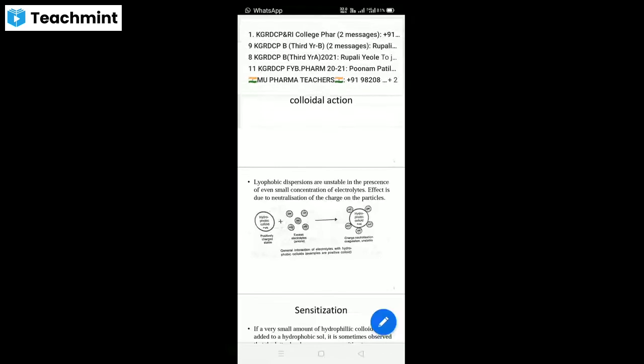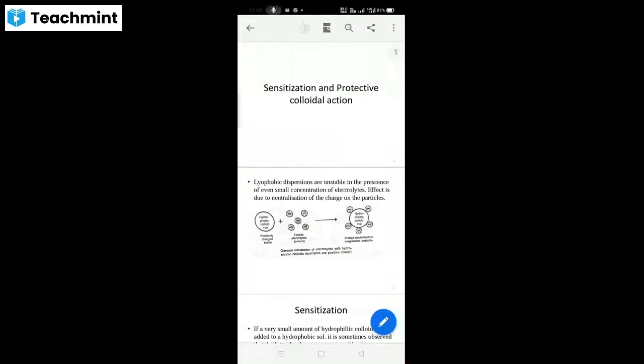another thing to be incorporated to maintain the stability of lyophobic colloid. What may be the problem that is coming in case of lyophobic colloid? It may grow in size. The particles may grow in size. The particle may get converted into a coarser one.